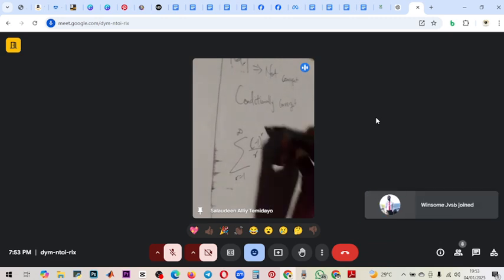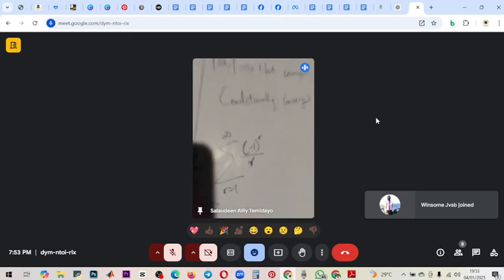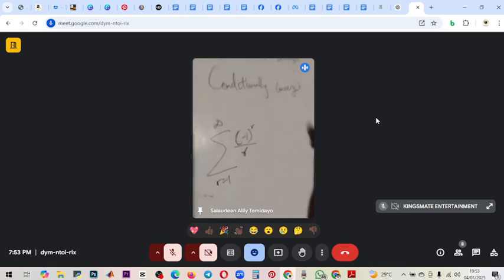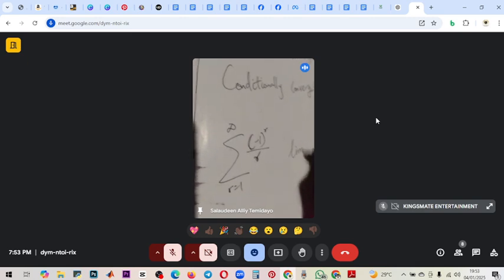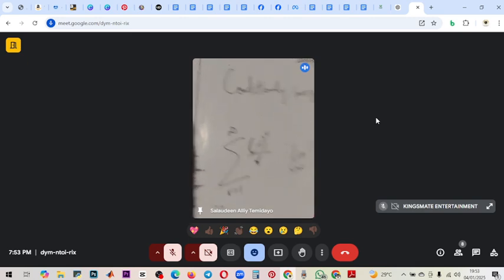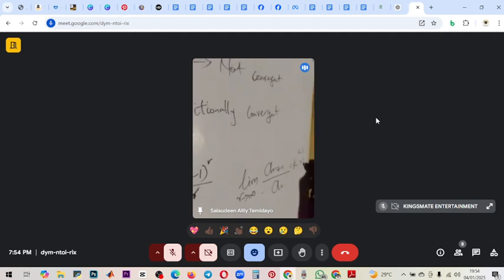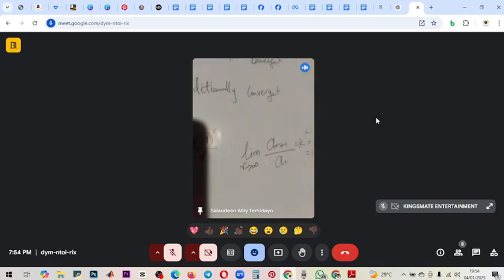So this is my series. I want to test for the convergence of this series. Now, the formula I'm going to use to test for absolute convergence is the ratio test. That means the ratio test says that the limit as r tends to infinity of a_(r+1) over a_r equals k. When k is less than 1, it is convergent. When k is greater than 1, it is divergent. When k is equal to 1, it is inconclusive.